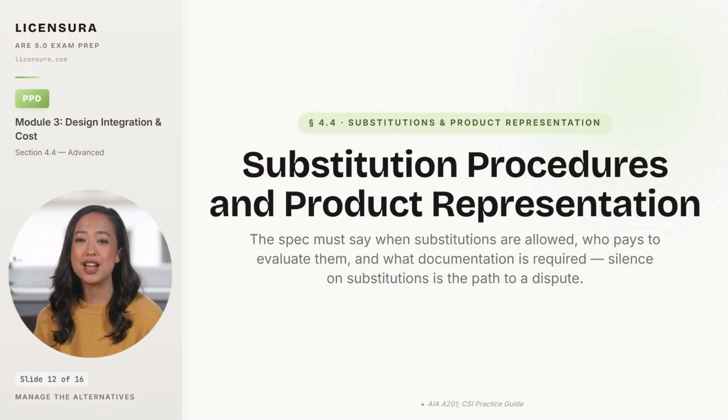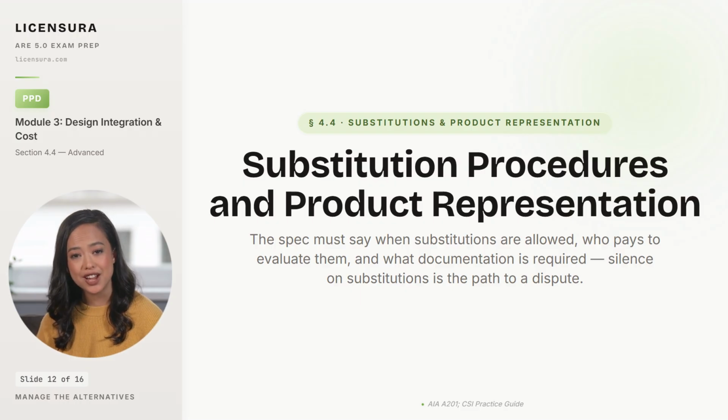When the spec says nothing about substitutions, the contractor reads the spec the way the contractor wants to read it, and the architect spends weeks evaluating products for free that the contractor proposed to save themselves money. A well-drafted substitution clause channels the conversation, sets the documentation bar, and protects the architect's fee. The exam tests whether you understand the timing categories and the approval process for each one, because the right answer depends on when the substitution arrives.